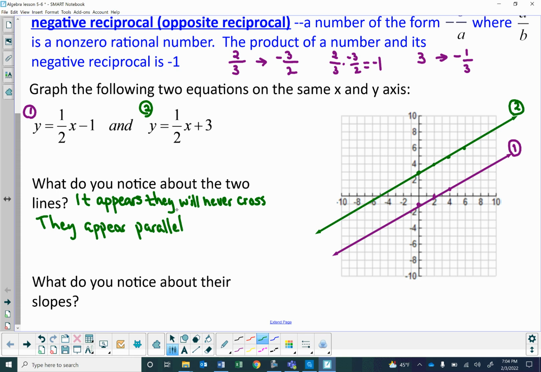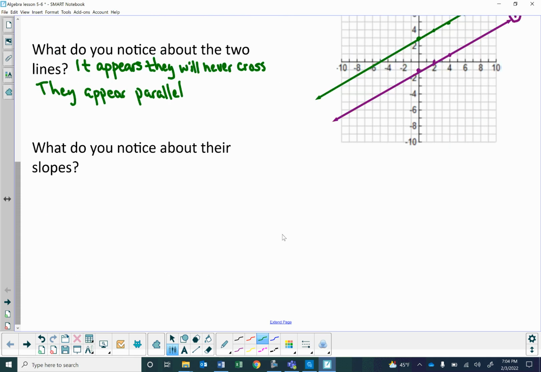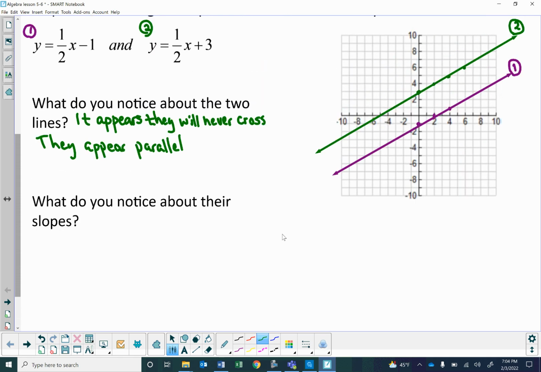Then it asks, what do you notice about their slopes? The slope of the first equation is 1/2. Equation number 2 also has a slope of 1/2. If we were to graph a bunch more lines, we would soon realize that if two lines have the same slope but a different y-intercept, as these two equations do, they will end up being parallel lines.